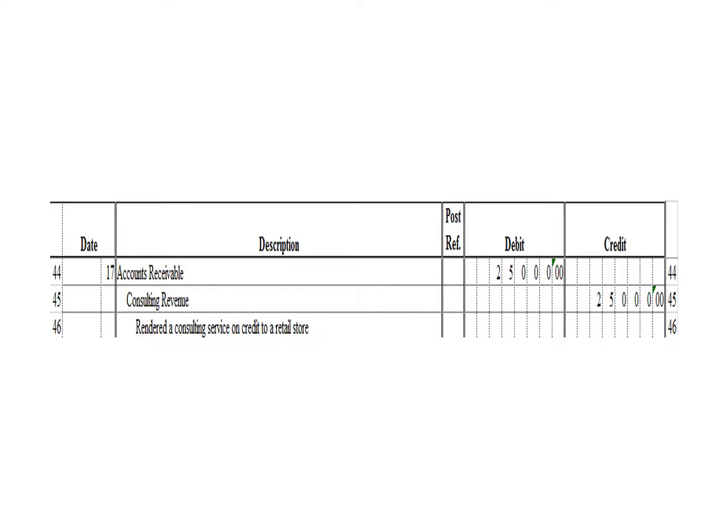To journalize the transaction, we write the date 17. Debit accounts receivable 25,000 pesos. Credit consulting revenue 25,000 pesos. Write the description, rendered a consulting service on credit to a retail store.